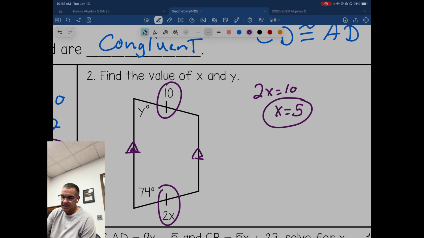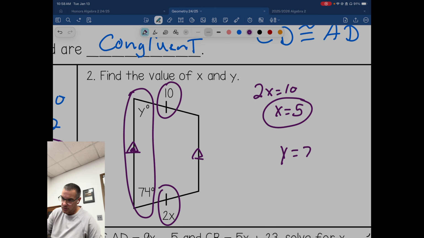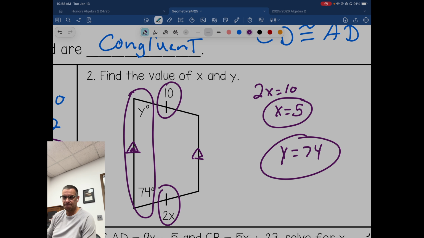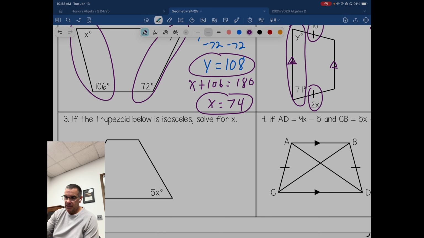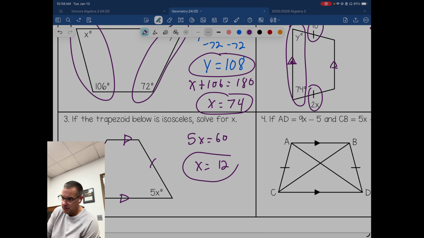Now, because it's an isosceles trapezoid, we know that base angles are congruent. So those two angles have to be congruent to each other. So y is equal to 74. Those are my two solutions. The next one, if a trapezoid below is isosceles, solve for x. Now it's telling us it's isosceles, so these two are parallel. Base angles have to be congruent, so 5x has to equal 60. Divide, you get x is equal to 12.